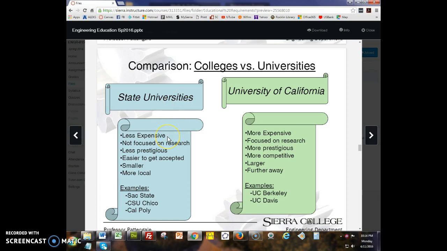They're less expensive. They're more regional. So there's 23 state universities, I believe, and only 9 UCs. So the UCs draw from a bigger area and more students travel from home to get to a UC, whereas usually people go to the CSU that's closest to their home unless it doesn't have the program they're interested in. They're not as focused on research. They're a little less prestigious when you're going to get your first job. And it's a little easier to get accepted, and they're usually smaller. So Sac State's our closest one. A lot of our engineering students also go to CSU Chico and Cal Poly.